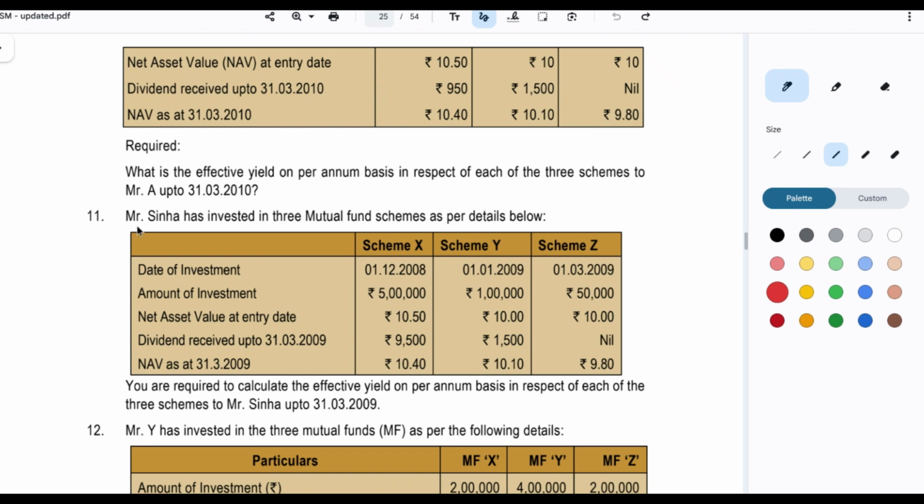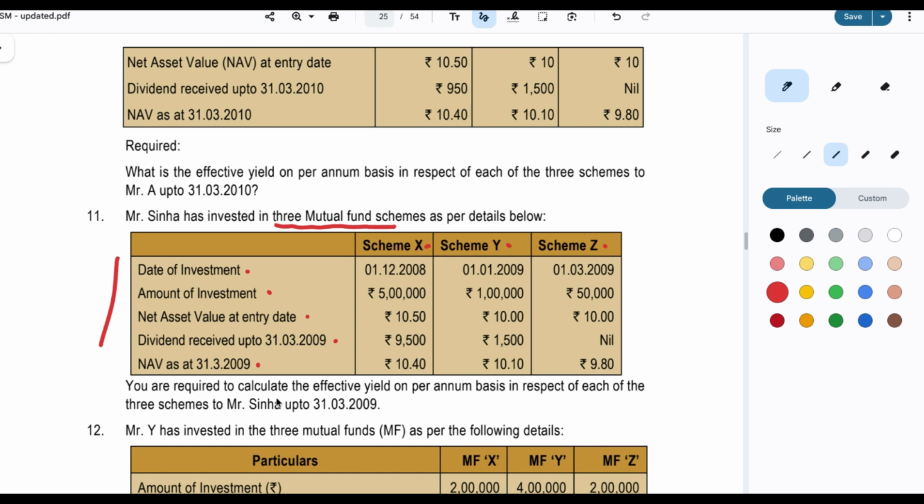Question number 11. Mr. Sinha has invested in three mutual fund schemes as per details below. So, here are the details, and this is scheme X, this is scheme Y, and this is scheme Z. Okay, let us see the details. So, date of investment is given, and amount of investment is given, and net asset value, that is NAV, at entry date is given, and dividends received up to 31/3/2009 is given, and NAV as at 31/3/2009 is given. That is closing NAV.